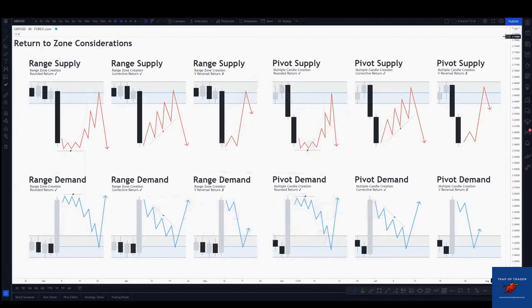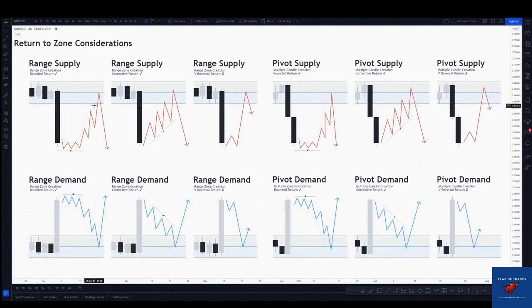The next most important thing is to understand how price is returning to the zone that we are looking to trade and what that may imply for our trade in question. Because as I stated in the previous videos, our job is to identify a supply or demand zone being created, map out that zone, and then patiently wait for price to return to that zone.